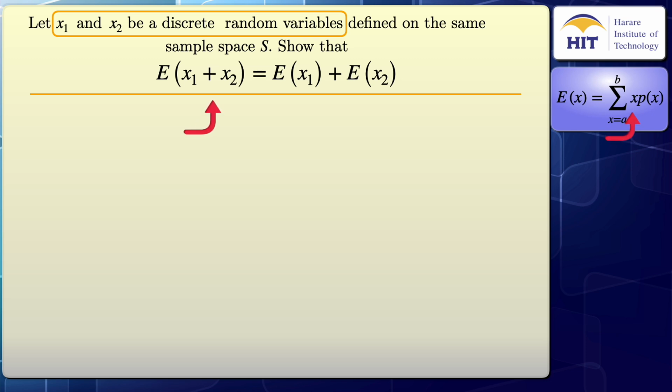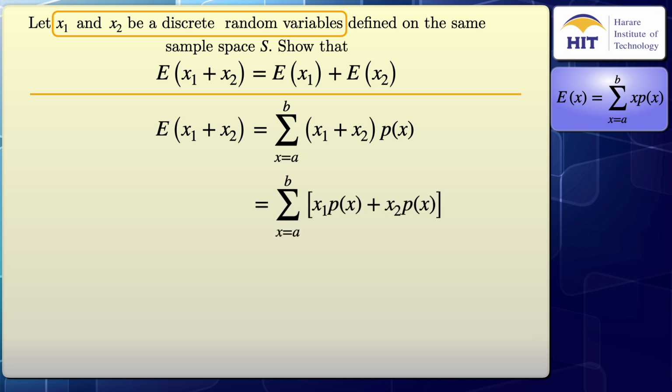So in this formula here, where we have x, we put x1 plus x2, so that we have the mean of x1 plus x2 is equal to the summation from x equals a up to b of x1 plus x2 multiplied by the probability density function p of x. We can multiply the x1 plus x2 by the p of x, so that we have the summation from x equals a up to b of x1 multiplied by p of x plus x2 multiplied by p of x.